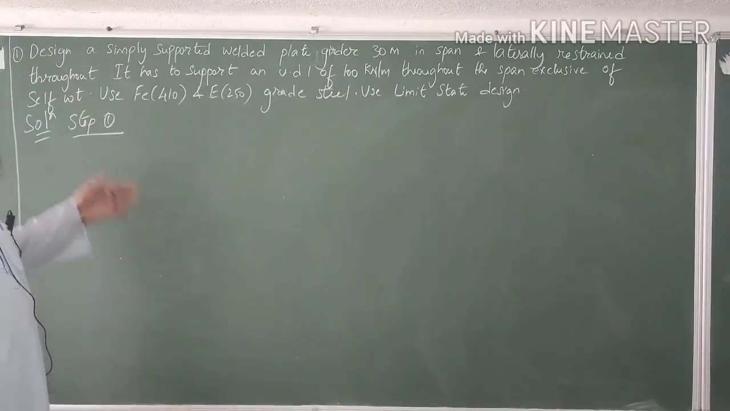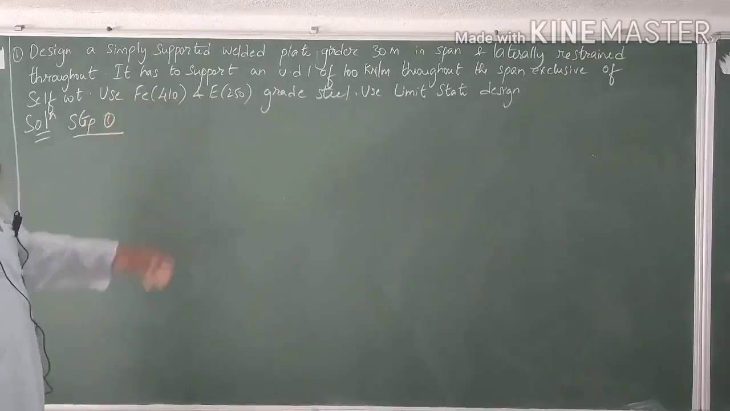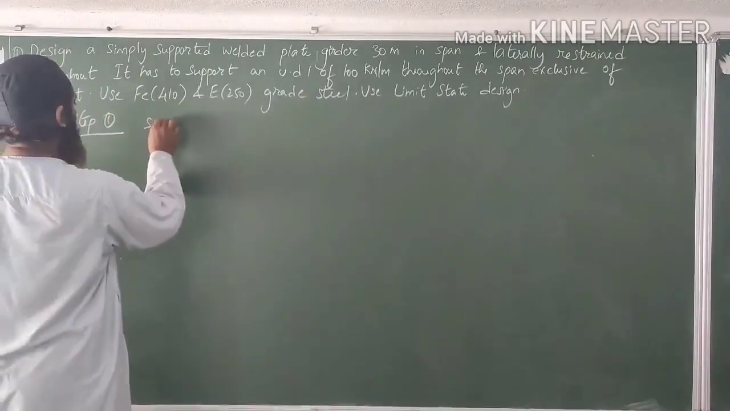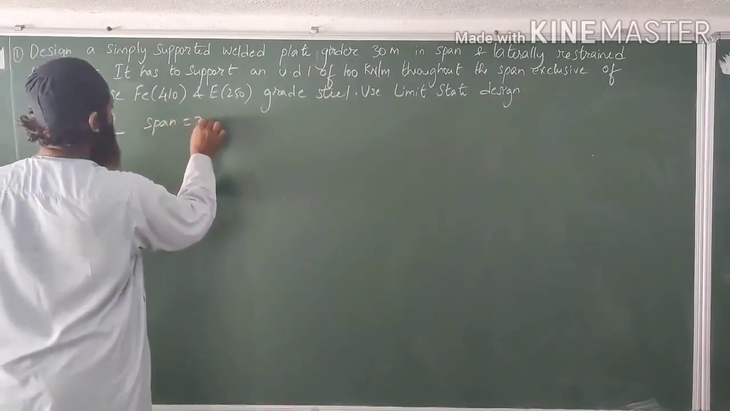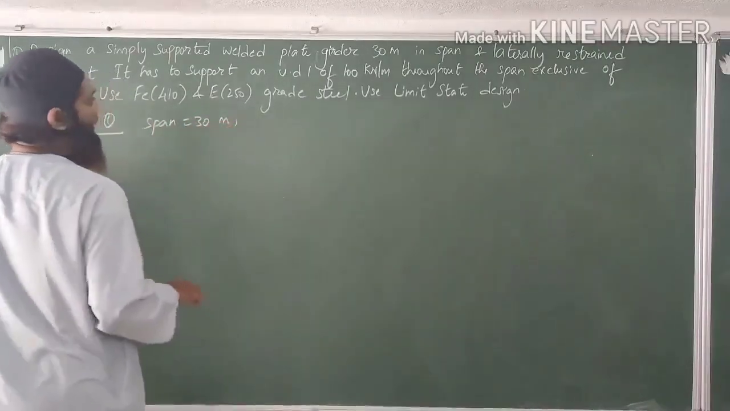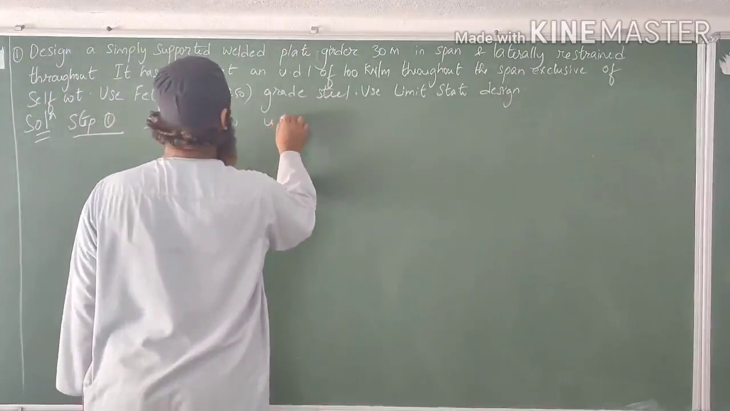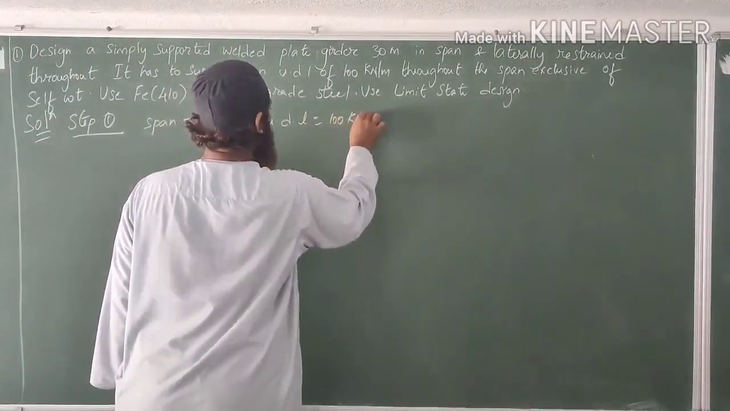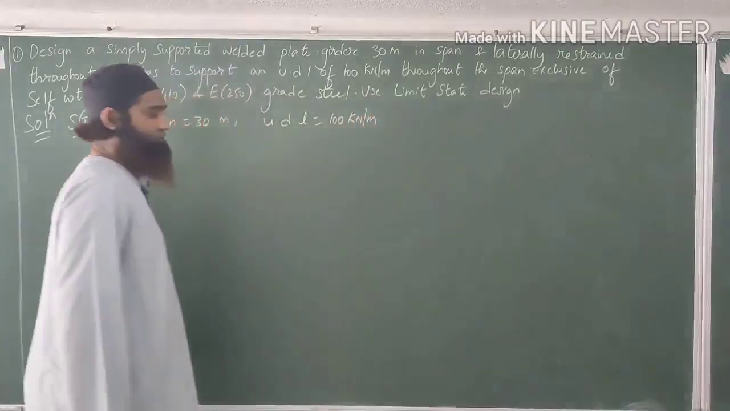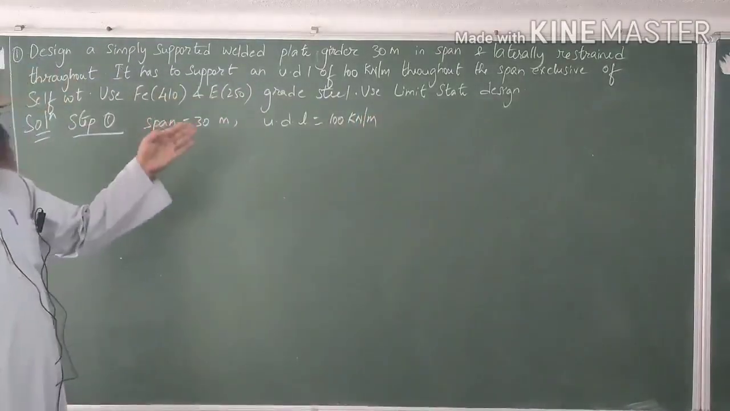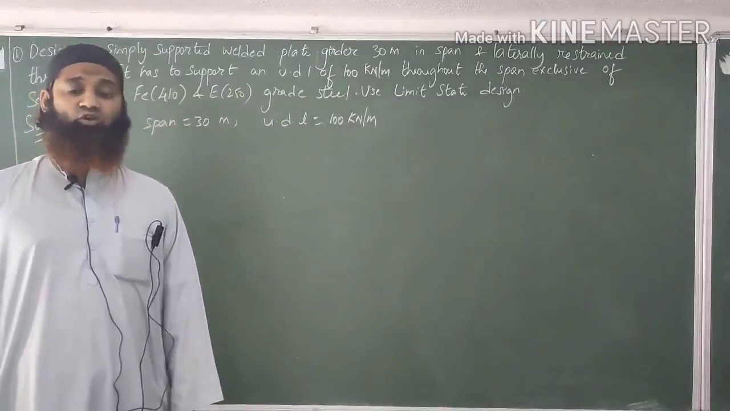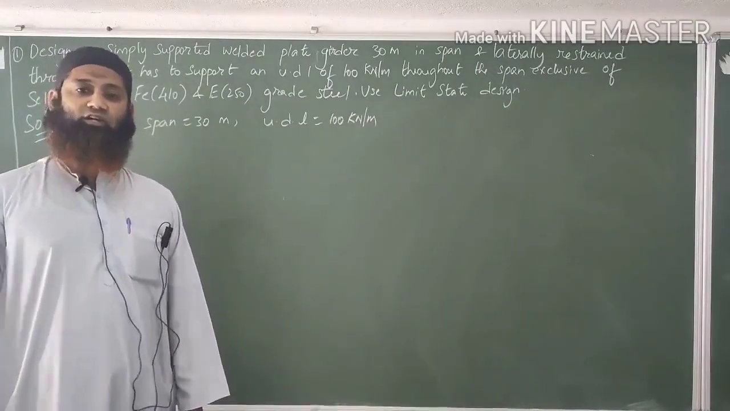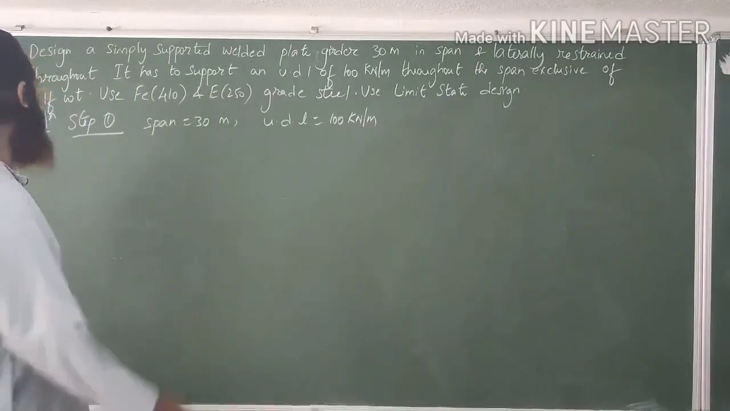So first we'll write down what all he has given in step 1. He has given the span as 30 meters and load, that is UDL, equal to 100 kilonewton per meter. So he has given the span and UDL, we have written that. As I had told you, he has not given the self weight of the girder. Here we'll be assuming the self weight of the girder as 150 kilonewton.